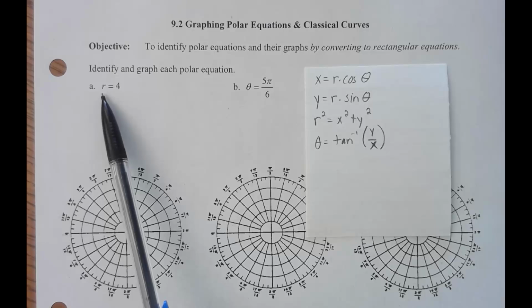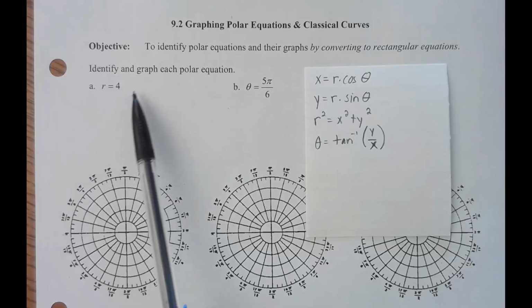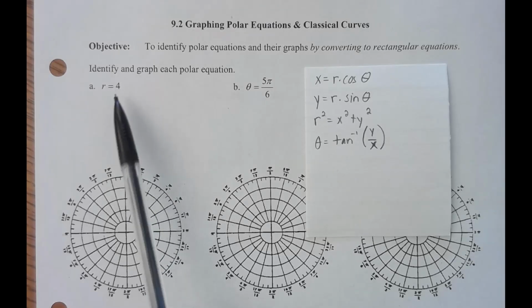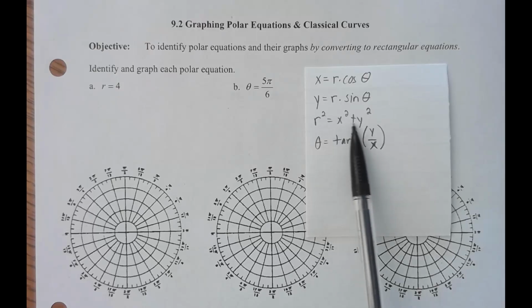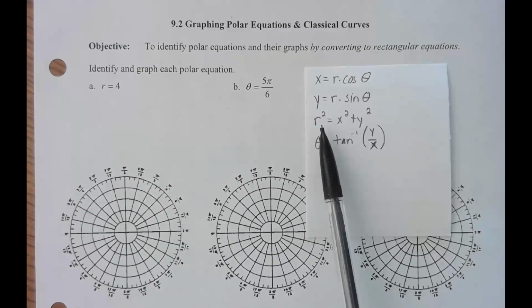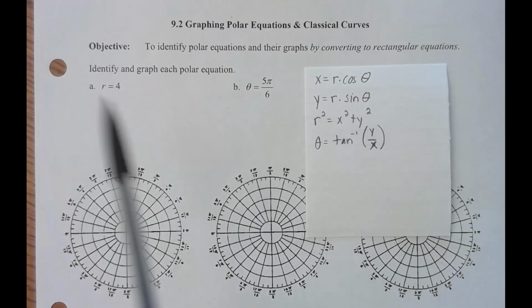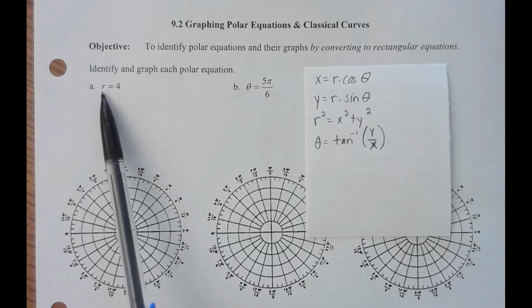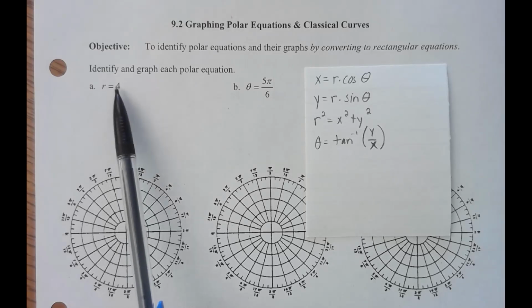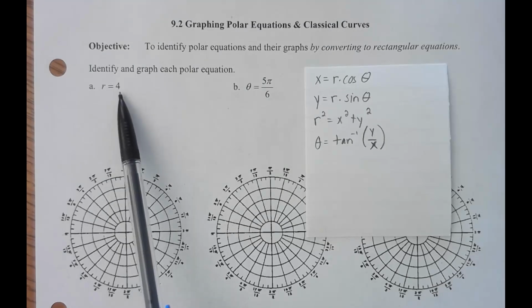This only has an r. There's no sine or cosine or theta. So I'm going to try to get it to look like this, r squared. There's two ways to change r into r squared. I could square both sides, or I could multiply both sides by r.